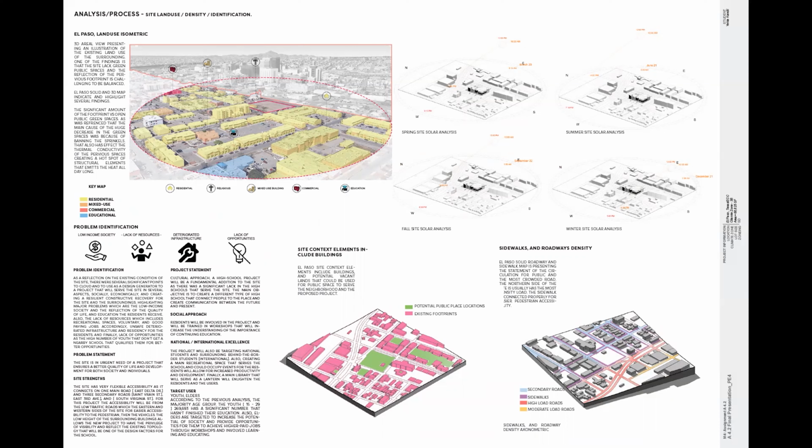The problem identification of El Paso and our location: the majority is low-income, with deteriorated infrastructure for the place. Our location has potential access from three sides, easy accessibility from the main road, and easy accessibility for pedestrians and bicycles. It is also a potential public place location, and this is the existing footprint, presenting the solidarity of the place.